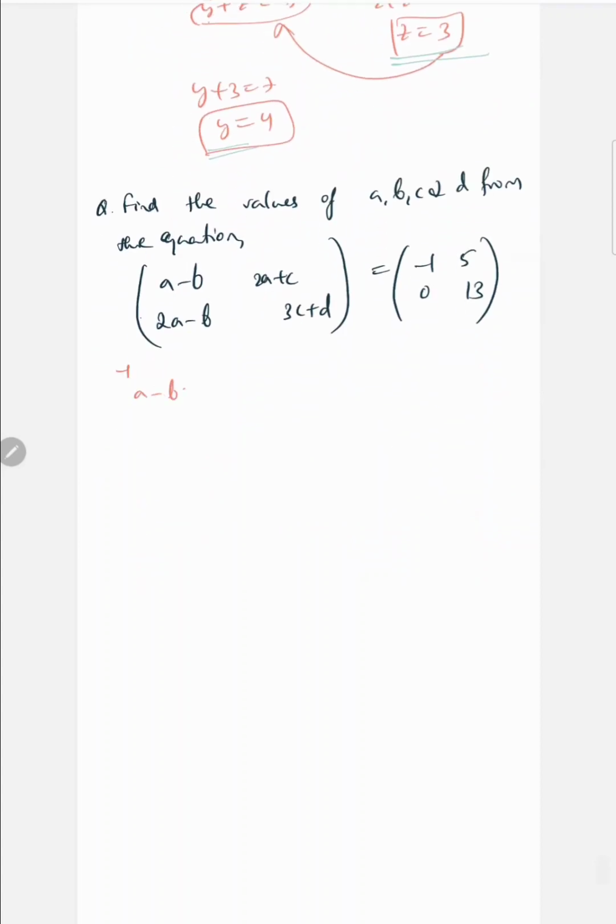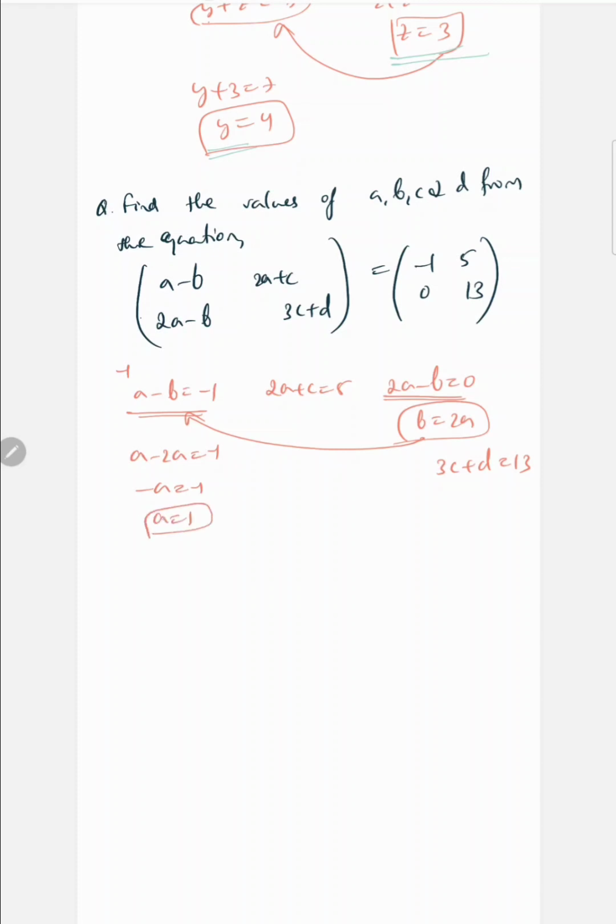So a minus b is equal to minus 1, 2a plus c is equal to 5, 2a minus b is equal to 0, 3c plus d is equal to 13. So 2a minus b is equal to 0 gives b is equal to 2a. Putting b is equal to 2a in this equation, a minus 2a is equal to minus 1. This is minus a is equal to minus 1, a is equal to 1. So putting a is equal to 1 in b is equal to 2a, 2 into 1 is equal to 2. So b is equal to 2.